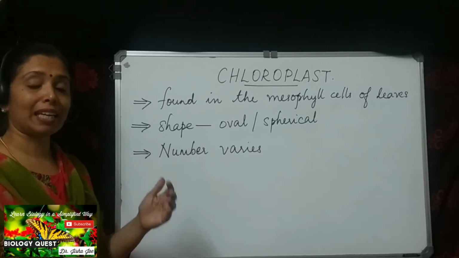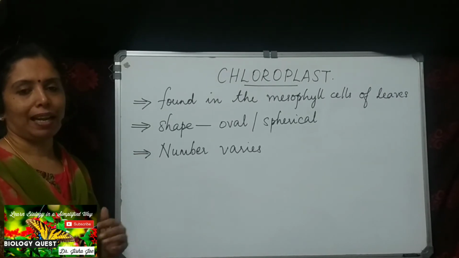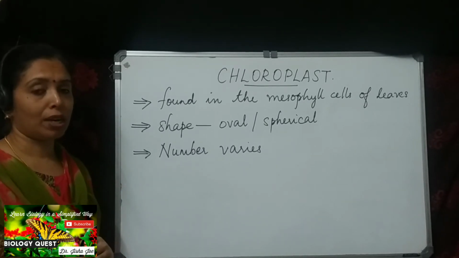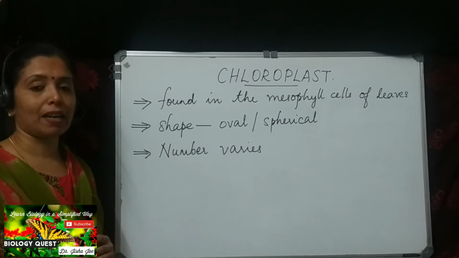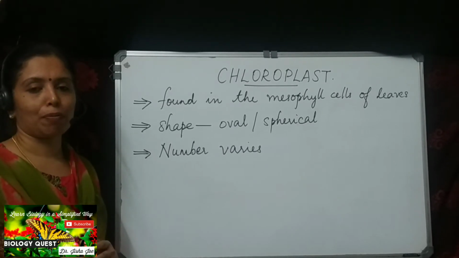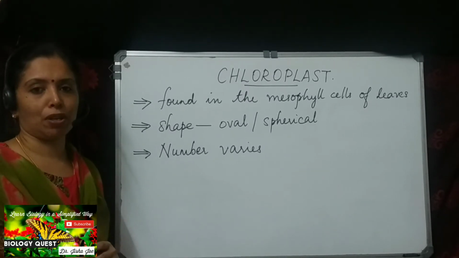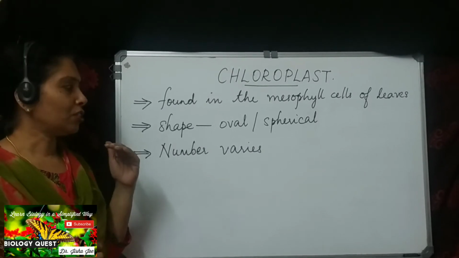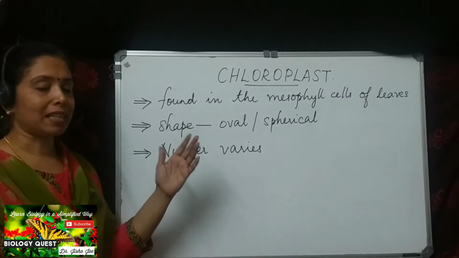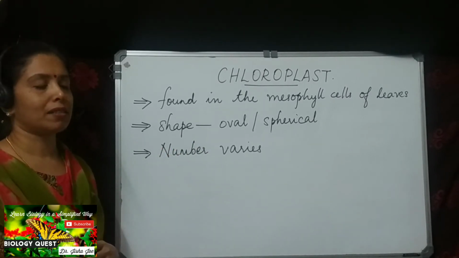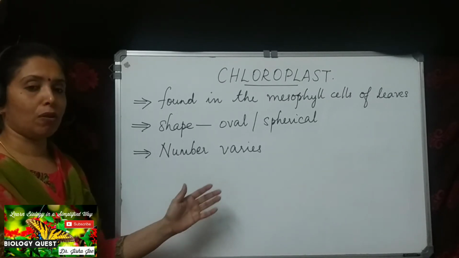In green algae, you can see a wide variety of shapes. For example, in Chlamydomonas, you can see a cup-shaped chloroplast. In Spirogyra, you can see a ribbon-shaped chloroplast. In Zygnema, you can see a star-shaped chloroplast. So the shape of the chloroplast varies. But in higher plants, the shape of the chloroplast may be oval or spherical, and the number also varies.